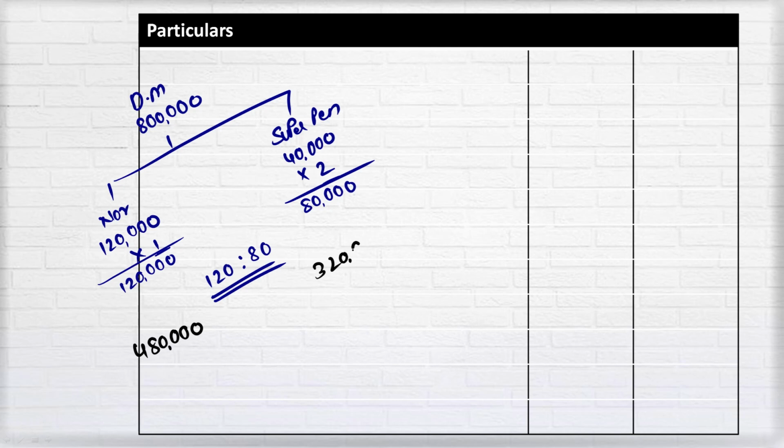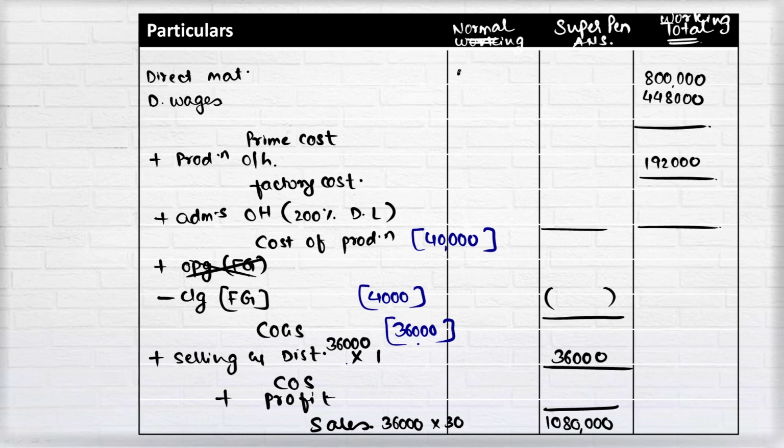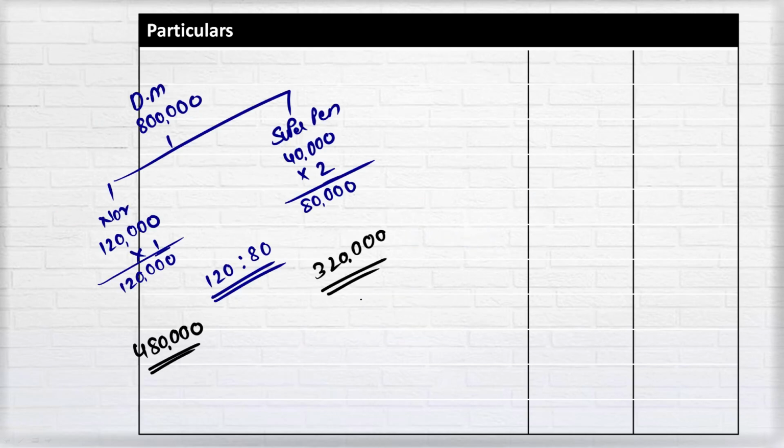Remaining 3,20,000. I have distributed material cost. 4,80,000 for normal pen. I was interested in super pen, which is 3,20,000. Let me give you an idea why we are correct. How much normal pen you are manufacturing? 120. What is raw material cost per unit of normal pen? Find it out. 4,80,000 divided by 1,20,000. Rupees 4.